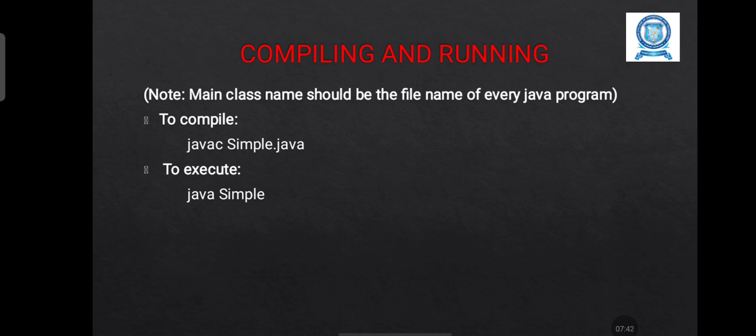Compilation and running. To compile the Java program, we should use the command javac filename.java. Once we apply the compilation command, all the errors will be displayed. If our program has any kind of errors or mistakes, they will be displayed. We have to correct the errors one by one. Once we have cleared all the errors, we can apply the execution command. The execution command is java filename.